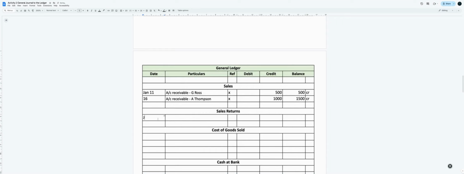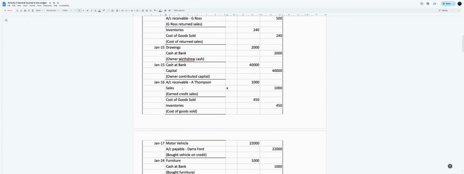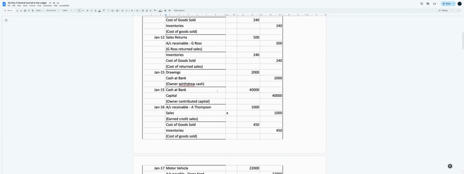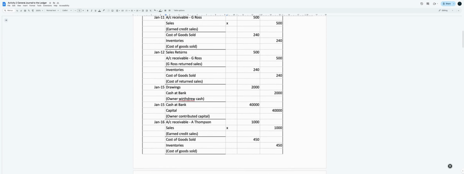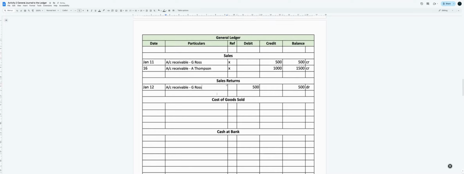So January 12, and it was 500 debit. So we put it into the balance column as 500 DR. What do we write in the particulars? So we go back to that sales returns. And there we go, on January 12. And it related to accounts receivable G Ross. So I put G Ross, accounts receivable G Ross in there.